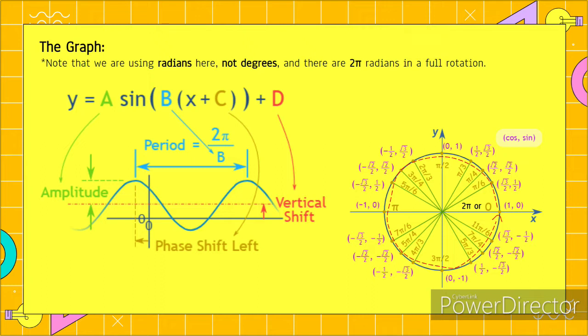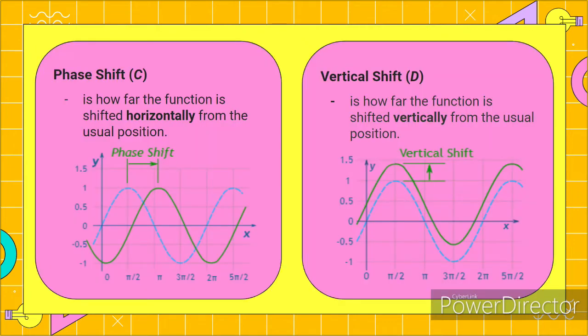Note that in this topic, we are using radians, not degrees, and there are 2 pi radians in a full rotation. Refer to the picture on the right. In the previous subtopic, Frank already discussed some parts of the graph, which are the amplitude and the period. For this topic, there are 2 parts added, and these are the phase shift and the vertical shift.